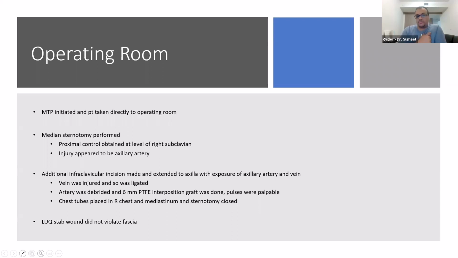So an additional infraclavicular incision was made and extended to the axilla to expose the axillary artery and vein. The vein was injured and so it was ligated. The artery was debrided and then an interposition graft was done, after which pulses were palpable. Chest tubes were placed in the right chest and mediastinum, mostly because we incidentally entered the pleura on the right side during the sternotomy. The left upper quadrant stab wound was explored and did not violate fascia, so nothing else was done, no laparotomy was performed.